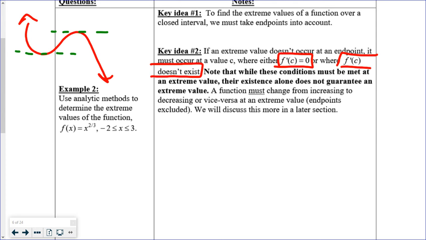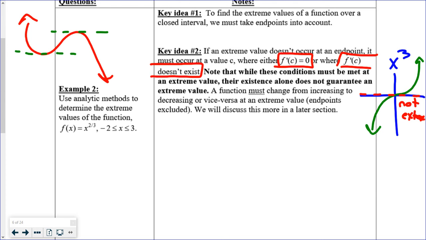For example, how about the function x cubed? Let's think about what the function x cubed looks like. Kind of looks like this, doesn't it? The function x cubed has a horizontal tangent at the origin. Would the origin be a max or a min? It would not. Nah, you get the point. Not extreme. So the actual definition of an extreme value is more rigorous. It's a point where the function changes from increasing to decreasing, or vice versa.